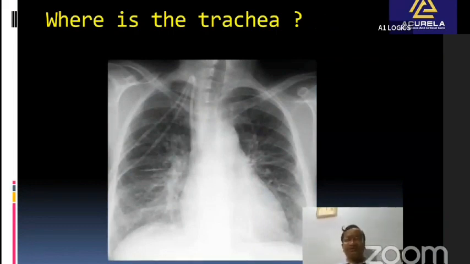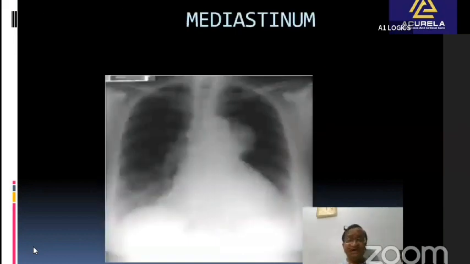Now we will go up to the trachea. Now the trachea is in the midline. No, it is shifted to the right. Before that, you see here, it's not correctly positioned. That is another thing. With the trachea, where is the mediastinum? Here it is pushed.